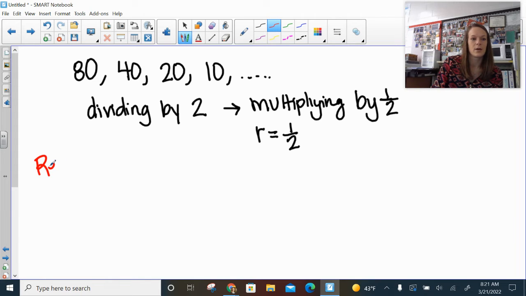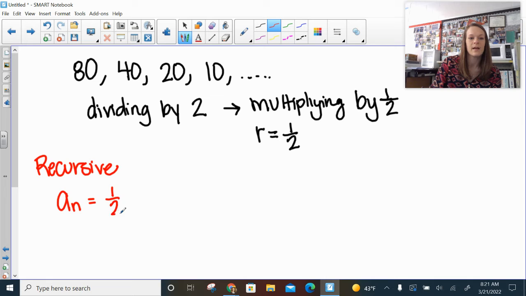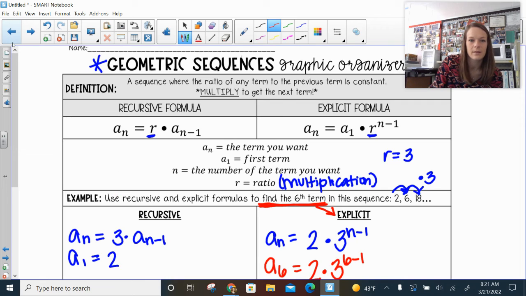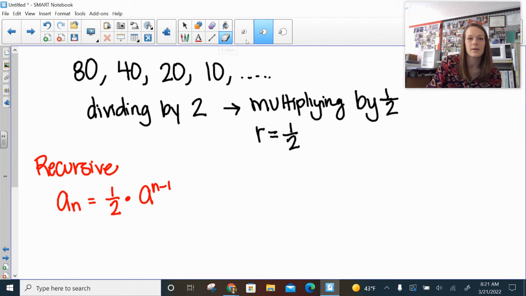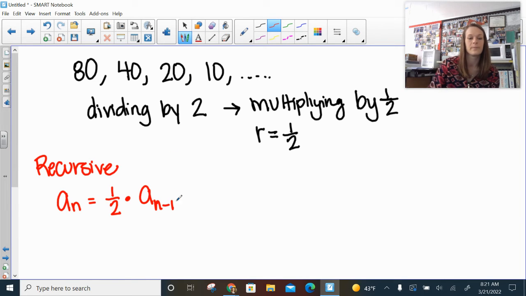So then your recursive formula would look like this. I would put in my ratio, which is a half, times a_(n-1). I think it's power. Let me go back. Nope, not power. Bring it back down. It's a little n minus 1 at the bottom. There we go. And then my first term is 80. And so all this tells me is my first number is 80. And to go from there, I'm multiplying by a half.